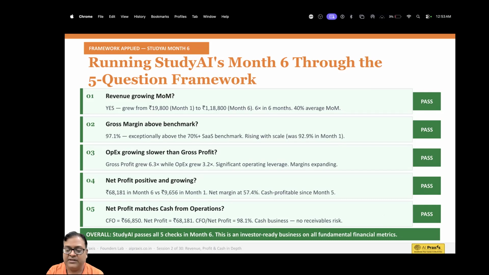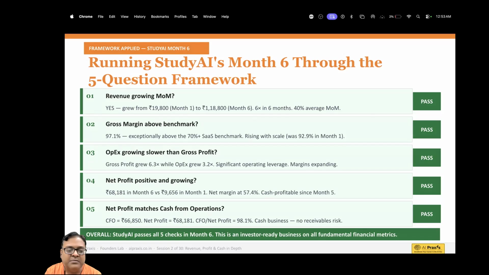just see, because if it was higher, it would have failed. So gross profit grew 6.3 times while operating expense grew 3.2 times only. Significant operating leverage. Okay, so you get an advantage, right? And pass.